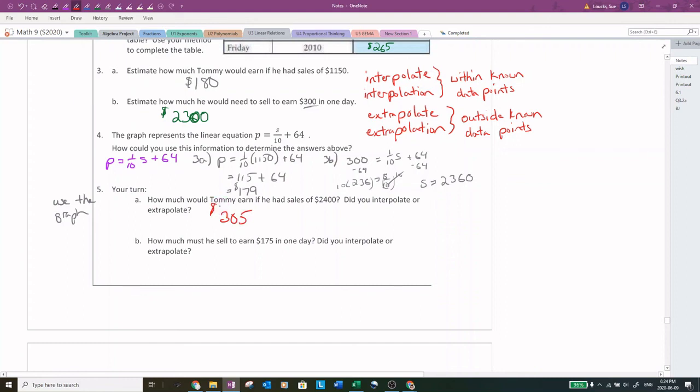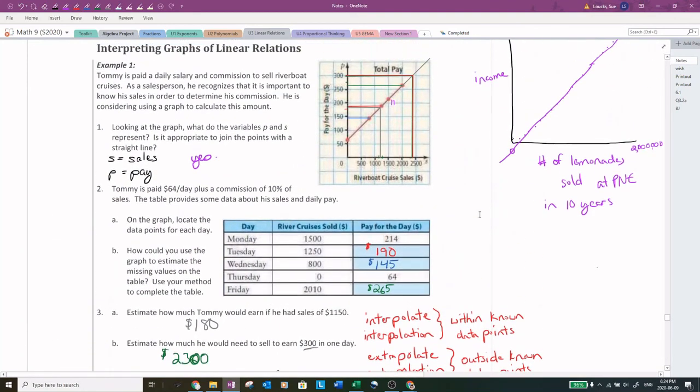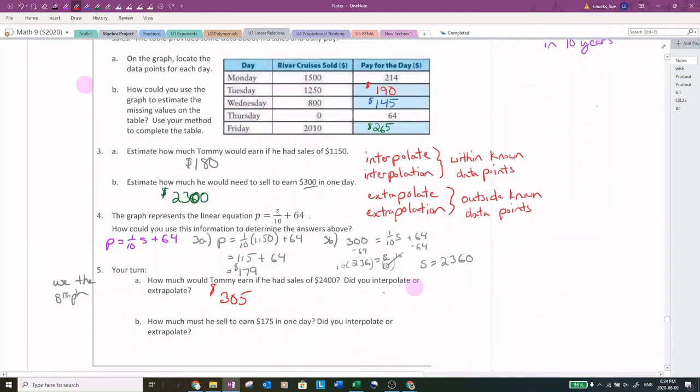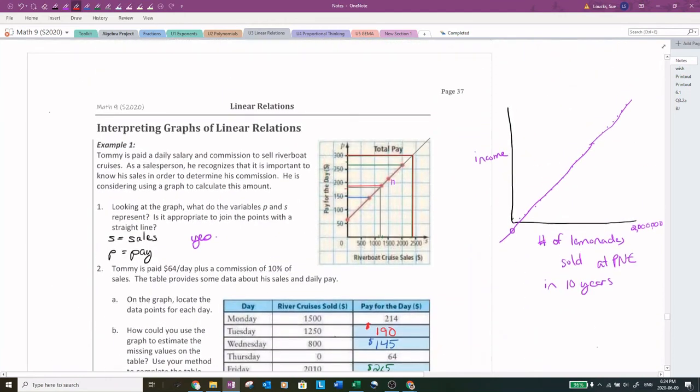And then B, how much must he sell to earn 175? Oh, sorry. Did I interpolate or extrapolate? So for the 305, I extrapolated because right here is my last known data point. So this was extrapolated. Okay. And then for B, how much does he need to sell to earn 175 in one day?